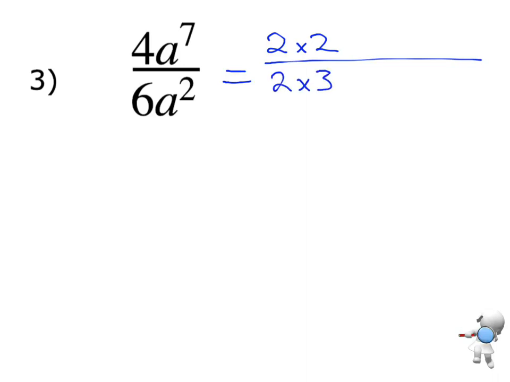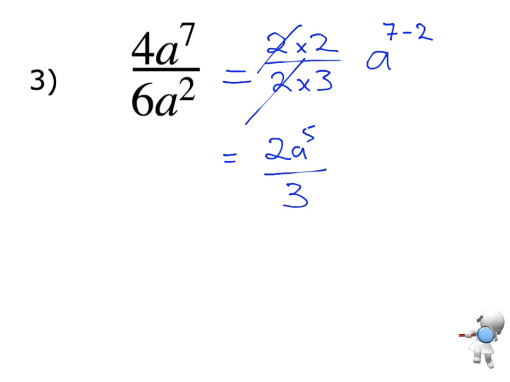Okay, so that means I can cancel one of those sets of 2's. Then I've got a to the power of 7 take away 2. It's the top minus the bottom, base is the same. So that's going to leave me with 2 a to the power of 5 over 3. Or I could write that as 2 thirds a to the power of 5. That would be acceptable as well. So either of those forms would be fine.